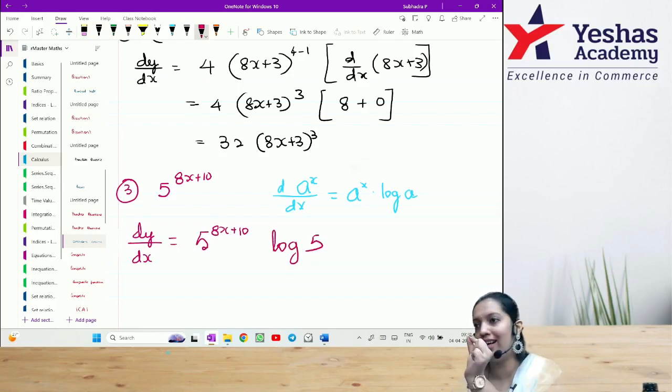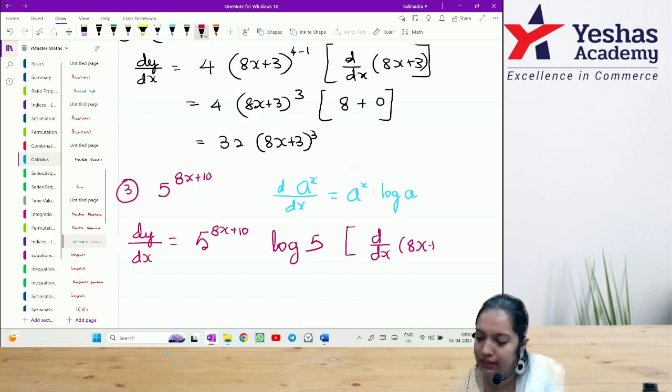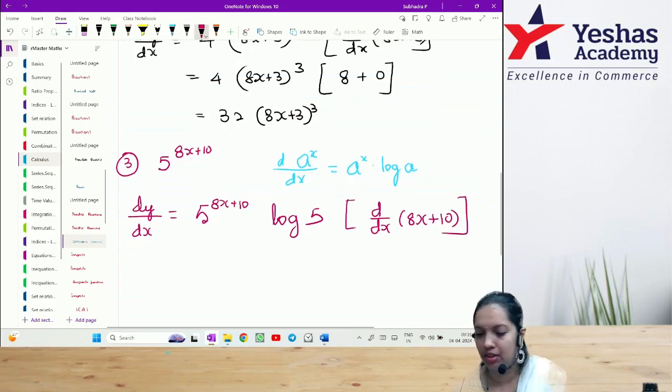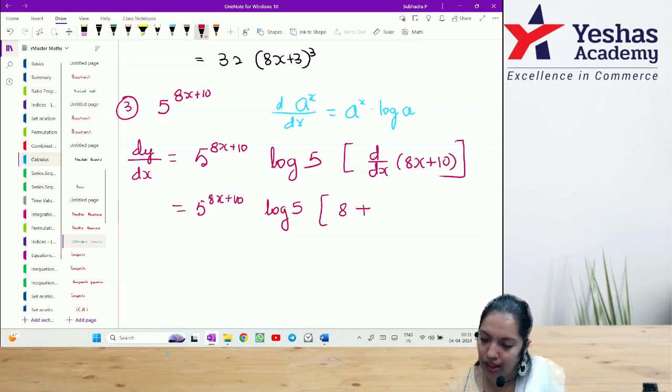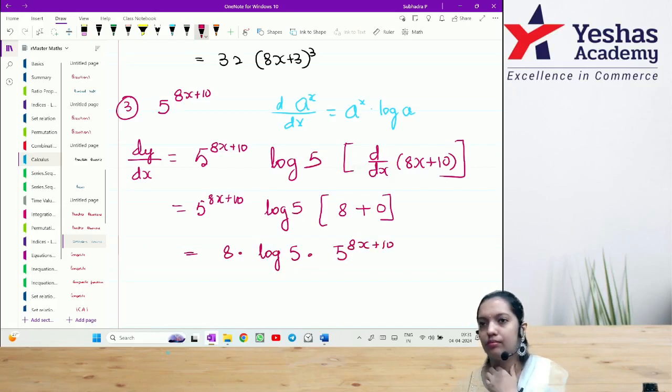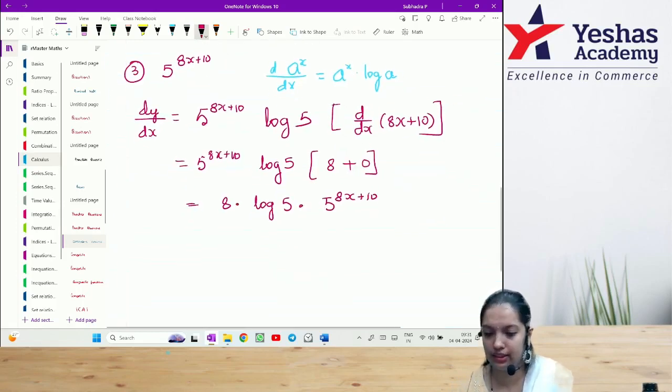Here, if I had just one number, but there is no plain number here, I have a full function with x. What to do? Take the derivative of 8x plus 10 separately. Whenever you have a full function, take its derivative. So your answer will be 5 to the power (8x + 10) into log 5 into the derivative of 8x, which is 8. The derivative of 10 is 0. So the final answer is 8 into log 5 into 5 to the power of (8x + 10). Next.